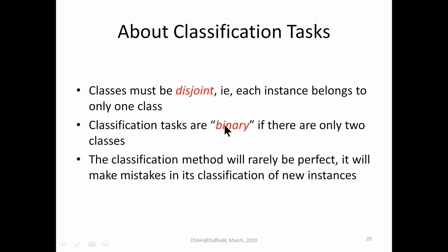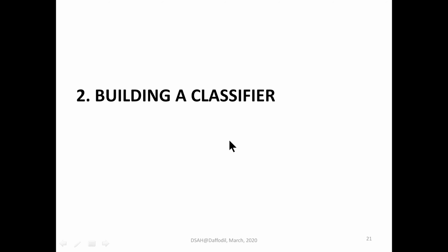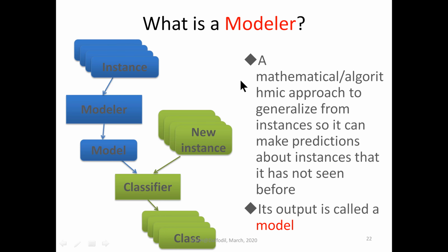Classification tasks are binary. It's actually a binary class, mainly two-class problem. And a classification method will rarely be perfect, because you may have chances to make a mistake in the classification. So, building a classifier, what you do, you have a modeler. And what is a modeler? It is a mathematical or algorithmic approach to generalize from instances so that it can predict about instances which are not seen before, and its output is called a model.